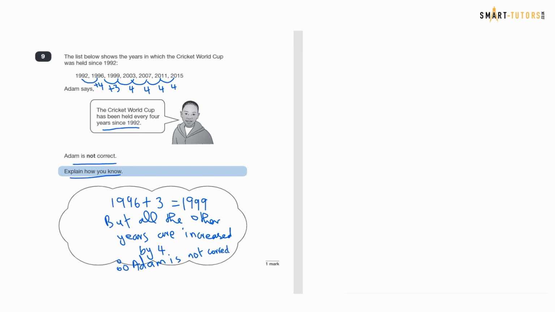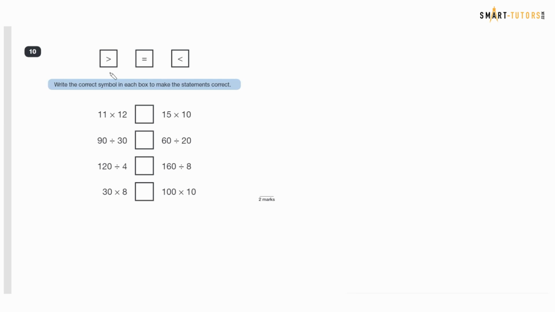Let's go to question number 10. Greater than, equal to, less than. Write the correct symbol in each box to make the statement correct. So the first question is 11 times 12 and 15 times 10. You need to find which one is bigger or if they're equal. So 15 times 10 is 150 and 12 times 11 is 121. So you need to put the greater than sign towards 15 times 10.